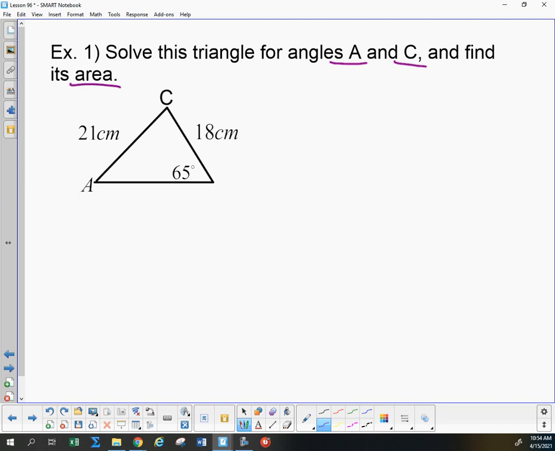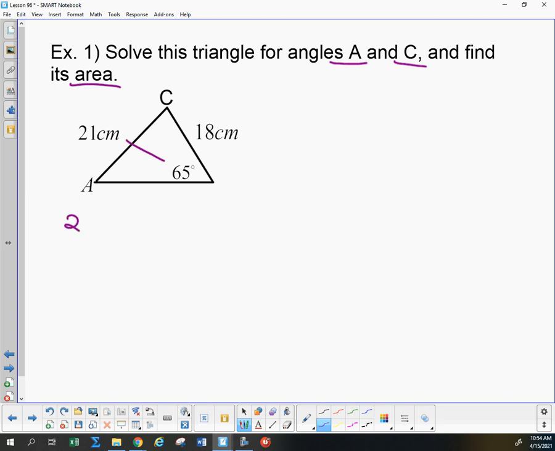So we need to get the missing angles. Our rule is we use law of sines if we can, if we have an angle and a side across from each other and we know the numbers for both. Is that true here? Can we use law of sines? So we know the 21 and the 65, they're across from each other.